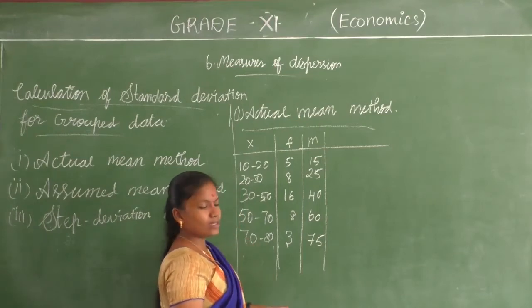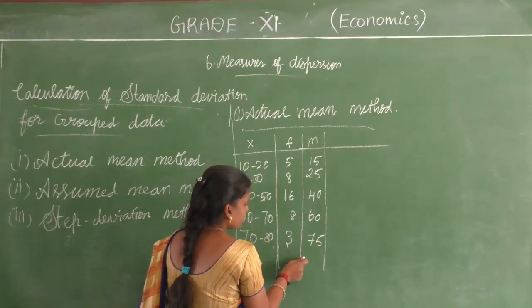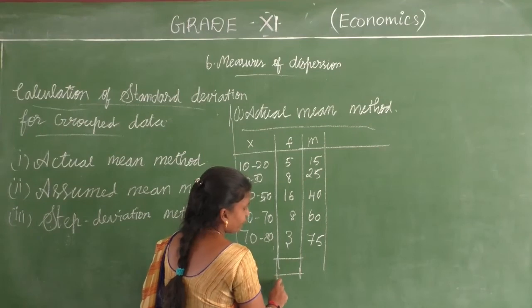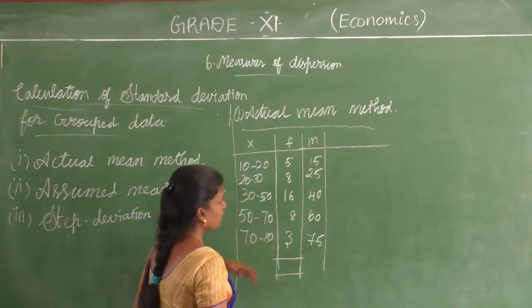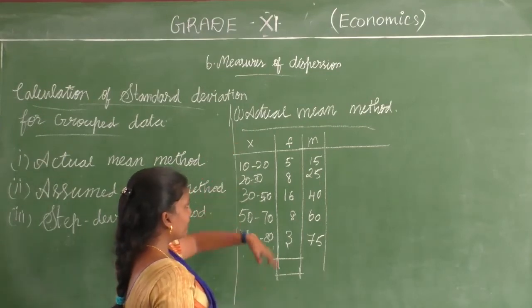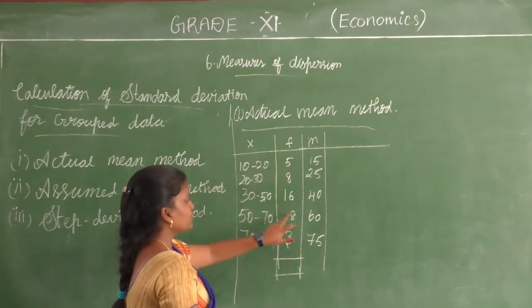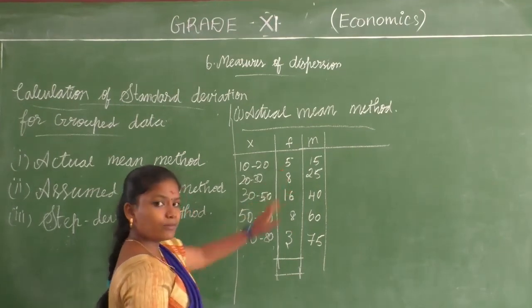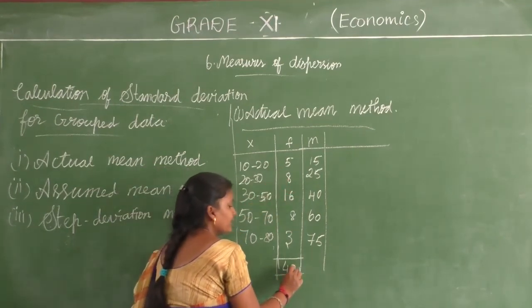Do you need summation of M when you find your total? We don't need it. Actually, we need the summation of F. Right? What do we need? We need the summation of F. So we have all the values: 8, 8 is 16, 32, 32 plus 8, 40.